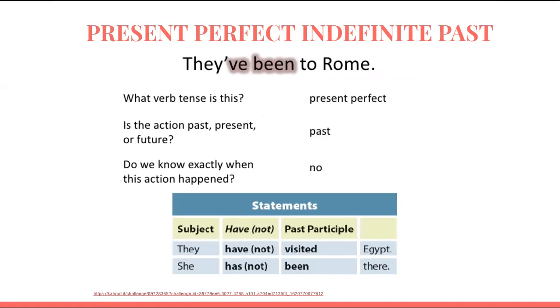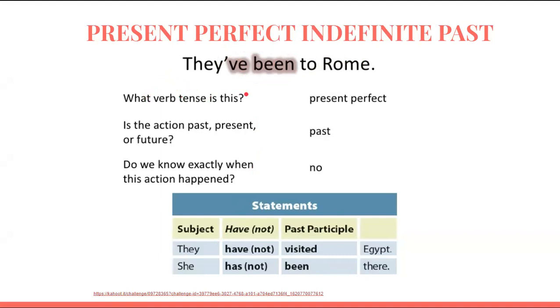Well, as you can see here, we have an example. They've been to Rome. You know that have is the auxiliary for the present perfect tense. Actually, have and has work for the subjects: has for the singular subjects he, she, it, and have for the singular subject I and for the plural subjects. So I, we, you, they. And well, they've been to Rome.